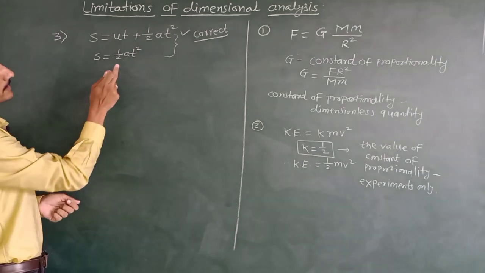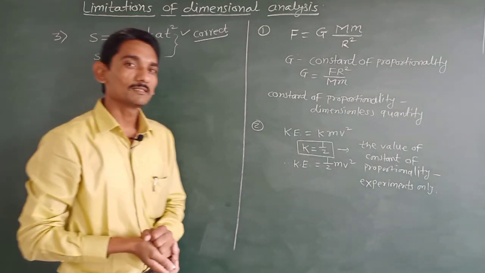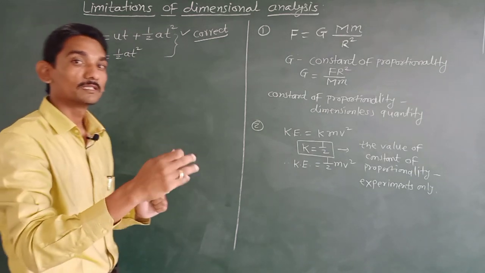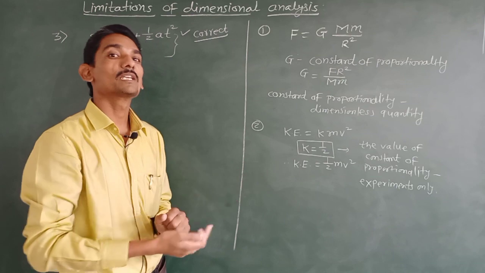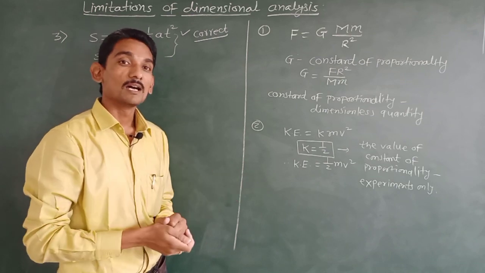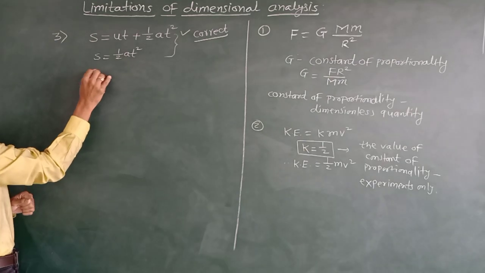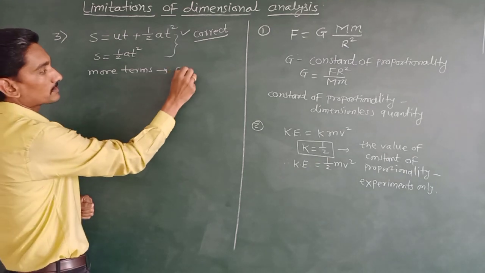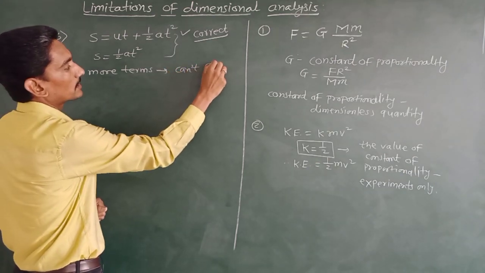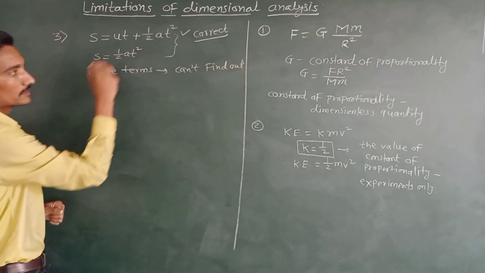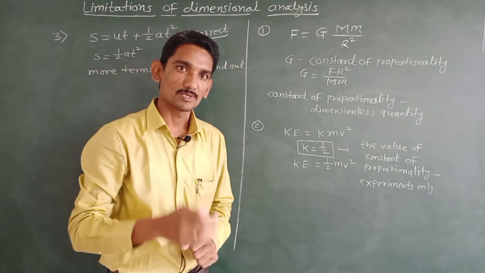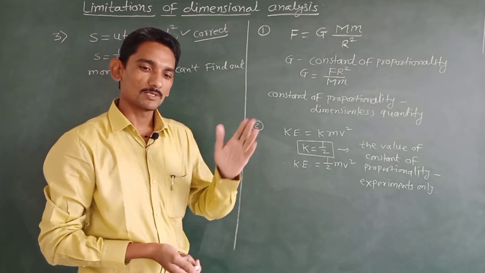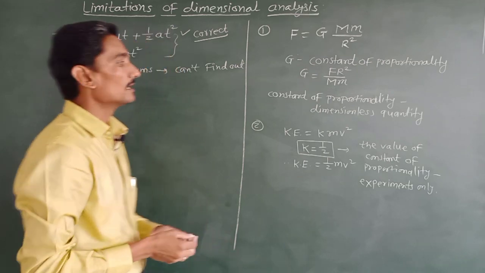We can say that if the given equation contains more terms, then we cannot find out the additional terms present in the given equation by using dimensional analysis. So if the equation consists of more terms, those terms can't be found out by using dimensional analysis. The presence of more terms cannot be found out by using dimensional analysis. So this is the limitation regarding the use of dimensional analysis.